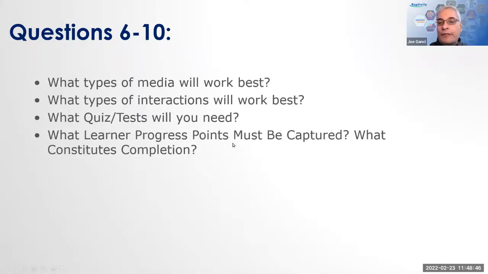What learner progress points must be captured? What constitutes completion? Again, this is a question of, simply put, okay, let's say it's a multiple choice test. Do they need to pass 80%, 70%, 60%, 90%, whatever? Or is it a question of how many pages or slides have they seen or read, or whatever the case might be? What is it that will allow you to say, okay, they've completed that lesson? And that's where you need to discuss that in advance so that you're setting it up correctly in the course.